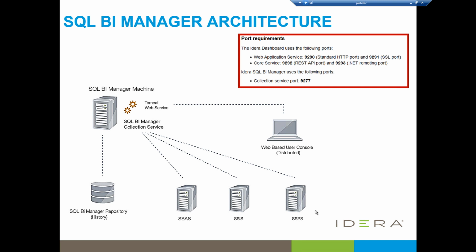The collection service is going to reach out on a regular basis. That regular basis is once every 6 minutes, and it's going to pull the relevant data around how the boxes are running. It pulls that information back to the BI Manager machine, and the BI Manager machine is going to take that information and load it into a repository for historical data. The regular polling interval can be adjusted on a service by service basis.